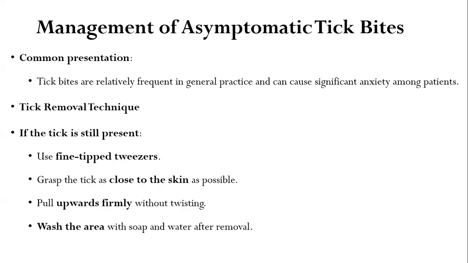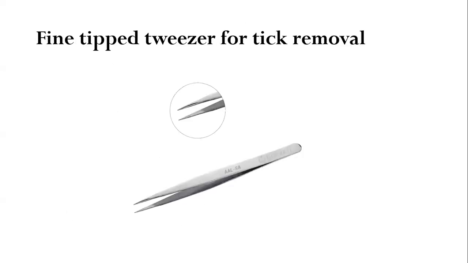Now, how do you manage tick bites? For management of asymptomatic tick bites: tick bites are relatively frequent in general practice, but they can cause significant anxiety among patients. Now, there's a tick removal technique. If the tick is still present, you have to use fine tip tweezers. Grasp the tick as close to the skin as possible, pull upward firmly without twisting, and wash the area with soap and water after removal. So this is very, very important. This is the tweezer. You have to use a very fine tip tweezer and pull the tick upward. After you remove it, clean the area with soap and water.